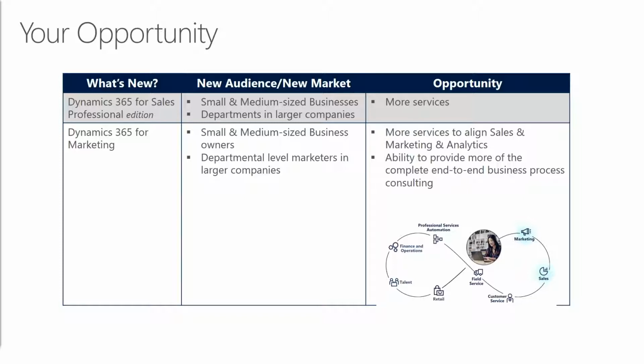So, for you as partners, you're now able to provide an end-to-end customer lifecycle business process management offering, from marketing to sales to customer service to field services to professional services automation, going on into finance and operations, talent, and retail. They're all connected, and they're all part of this life cycle, but it all starts with marketing, and then it moves on to sales.